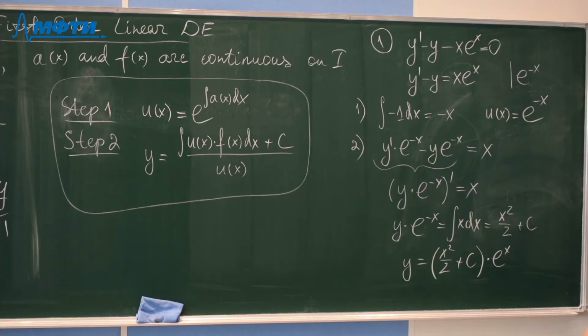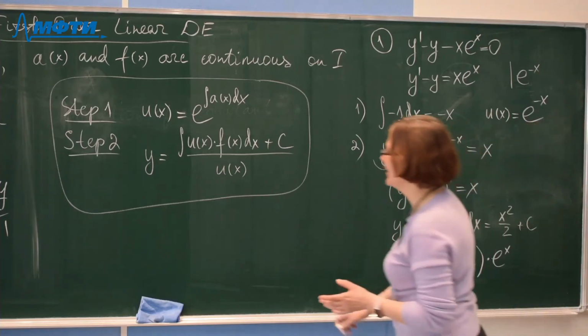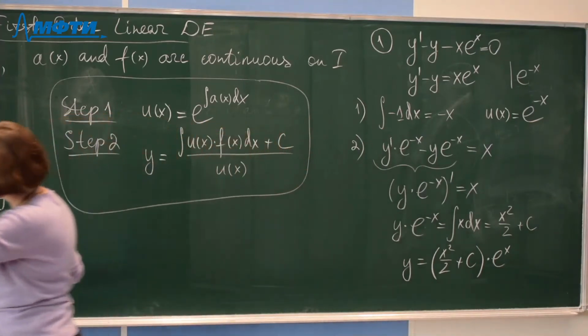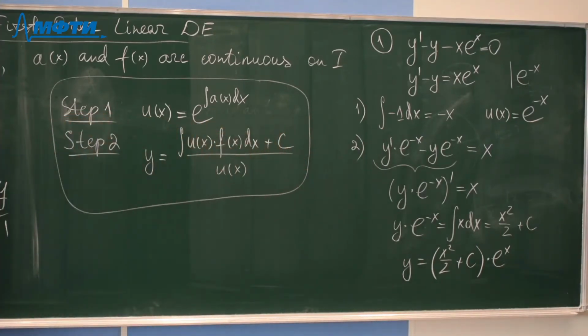Now maybe I will introduce the second method, and after this we will try to solve the problems using the first method or the second or both. Of course, the answer should be the same, so it should not depend on the method. So the second method, the method of variation of a constant.